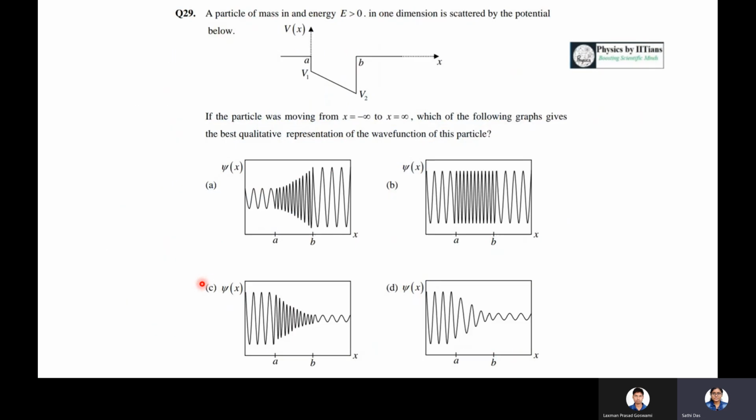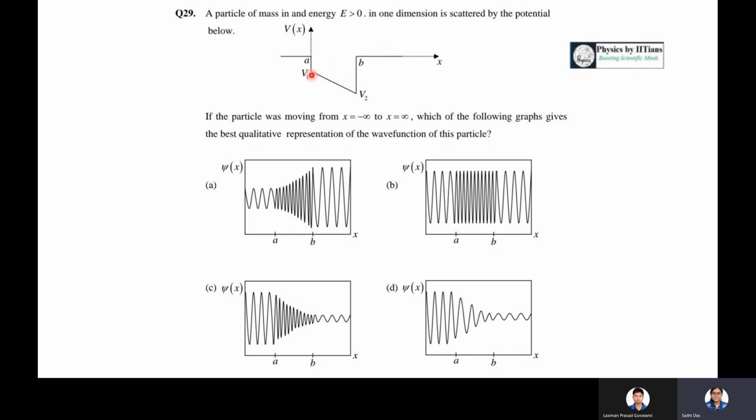This is the third question. A particle of mass m and its energy E greater than 0 in the one-dimensional case is scattered by the potential below. If the particle was moving from minus infinity to plus infinity, which of the following graphs gives the best qualitative representation of the wave function for this particle? So let us see this potential.